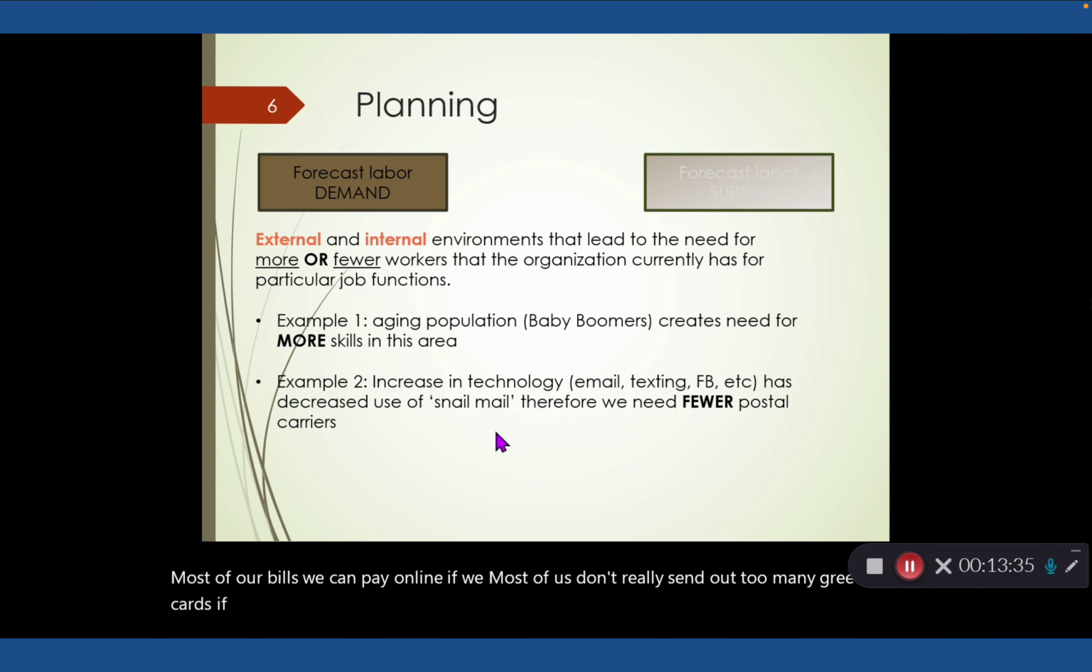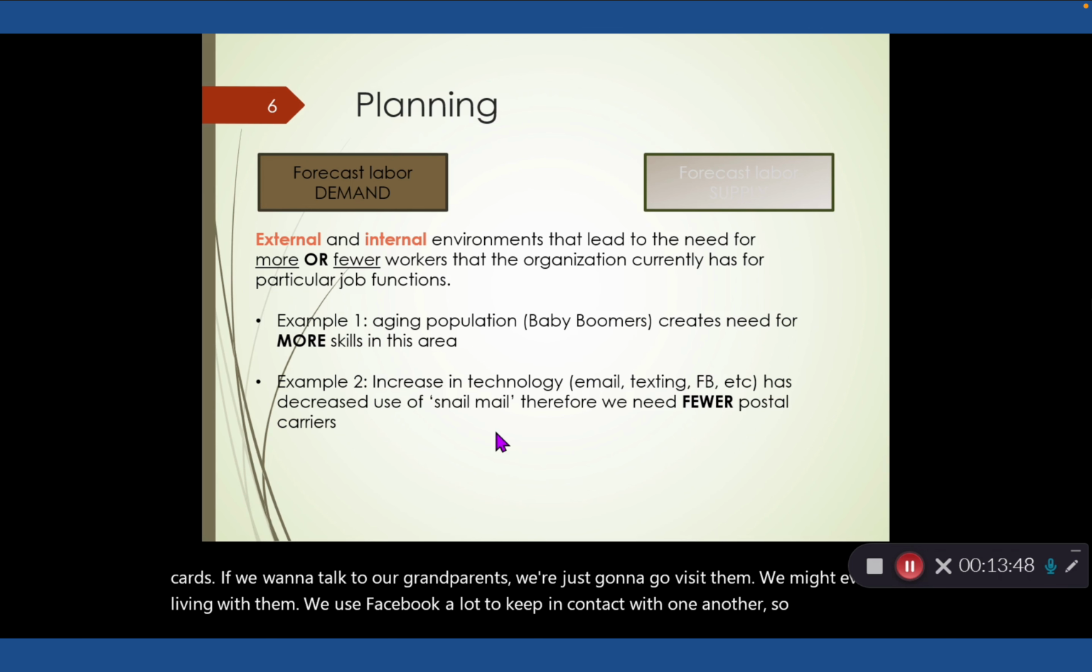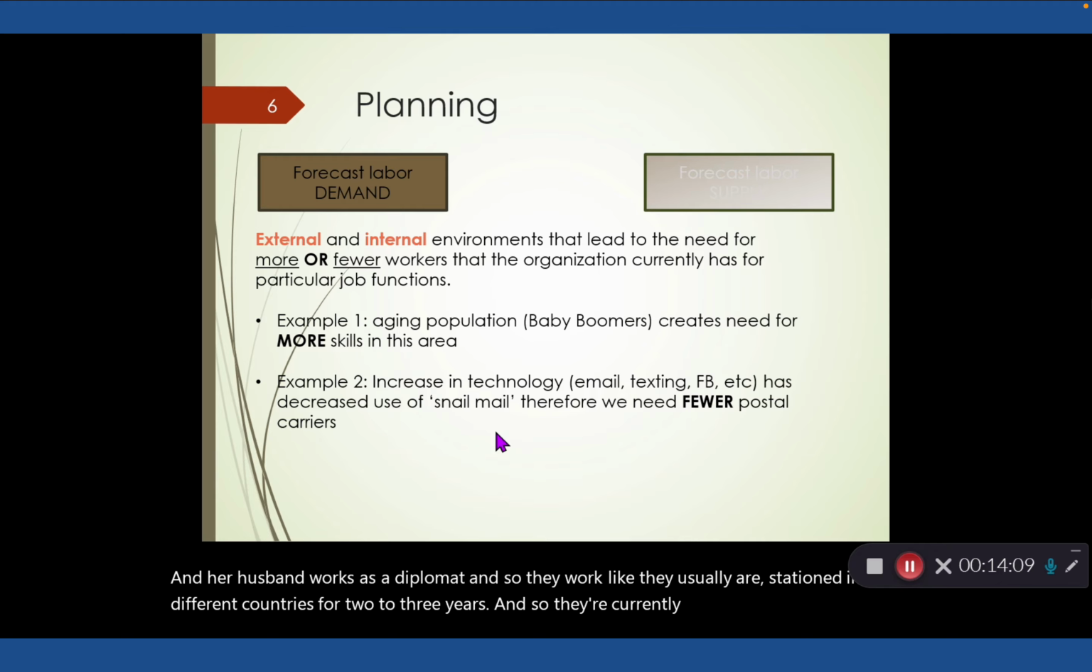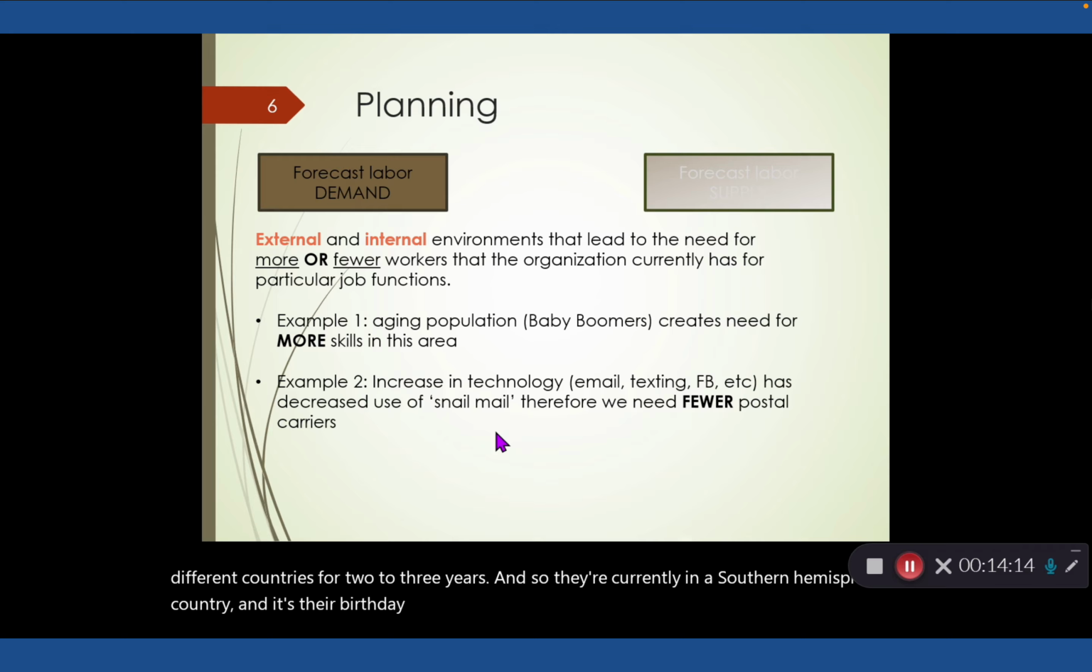If we want to talk to our grandparents, we're just going to go visit them. We might even be living with them. We use Facebook a lot to keep in contact with one another. So, for example, over the weekend, I have a friend and her husband who have the exact same birthday, and her husband works as a diplomat, so they are usually stationed in different countries for 2 to 3 years, and they're currently in a Southern Hemisphere country, and it's their birthday. So I sent her a message via Messenger on Facebook, and then we chatted for a while.